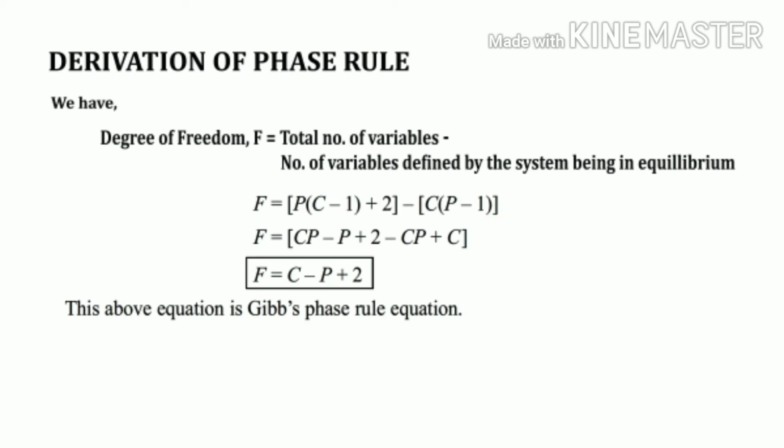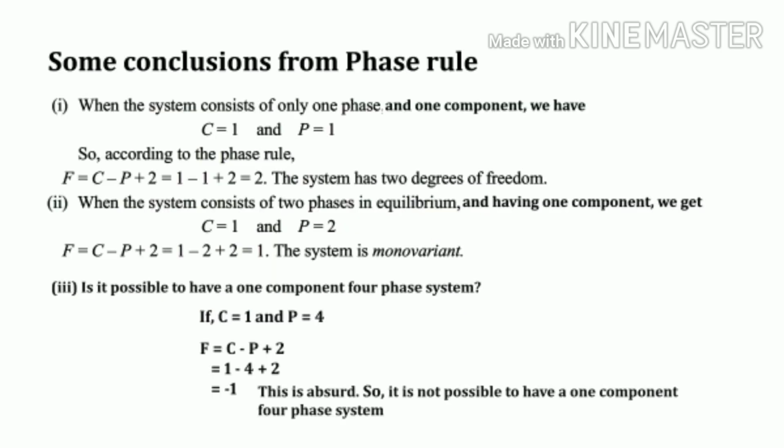So this implies F is equal to CP minus P plus 2 minus CP plus C, and on simplification we get F is equal to C minus P plus 2. So this is the phase rule, or this equation is also known as the Gibbs phase rule equation. Now let us see some conclusions obtained from the phase rule.